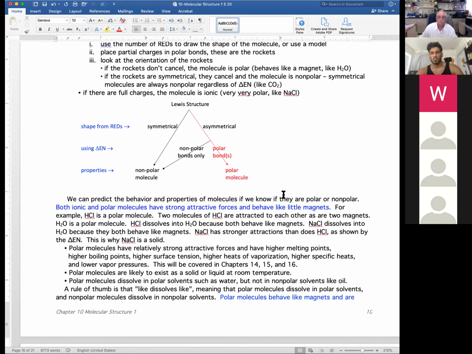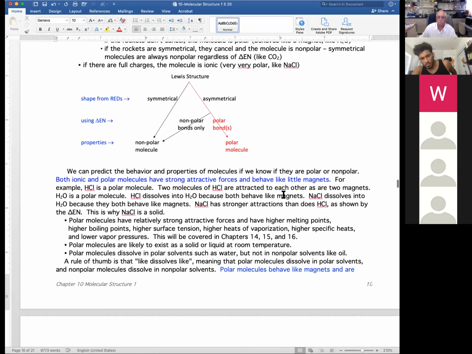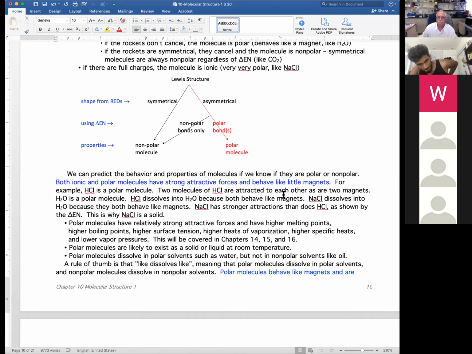We don't have a model to use, so how do we determine that they're symmetrical or non-symmetrical? Well, oftentimes I will give you the shape, but in some cases, for exam 3, you'd have to figure that out. But in some cases, I would just show you a picture of the model.